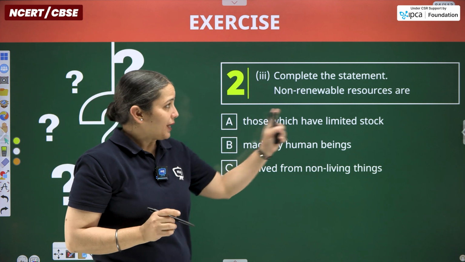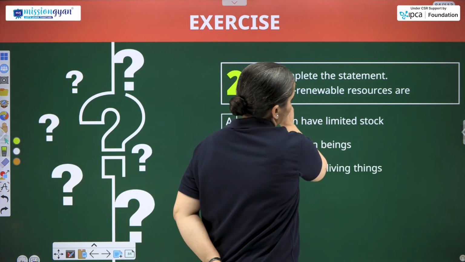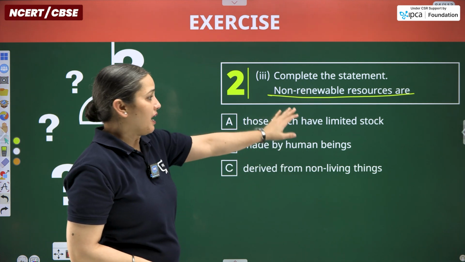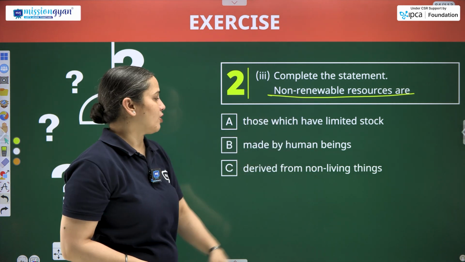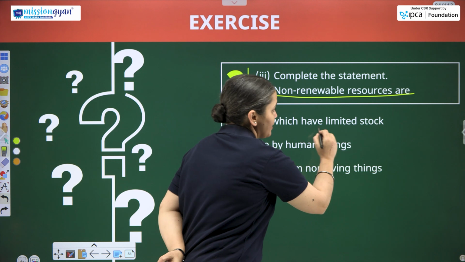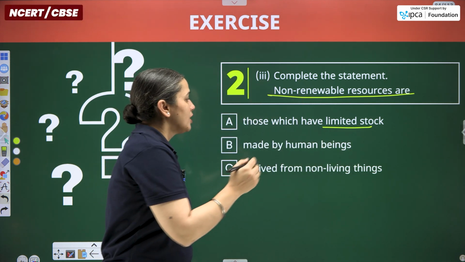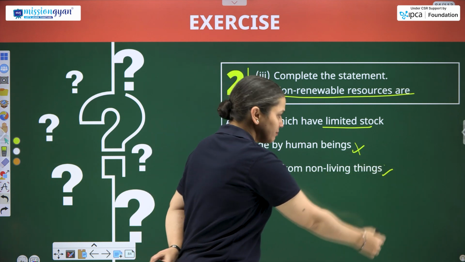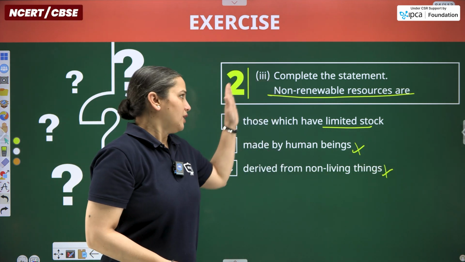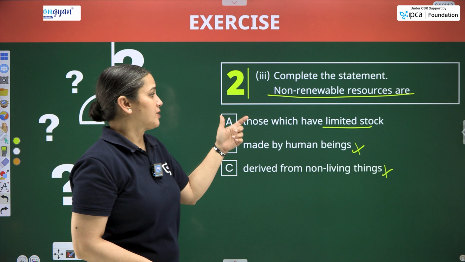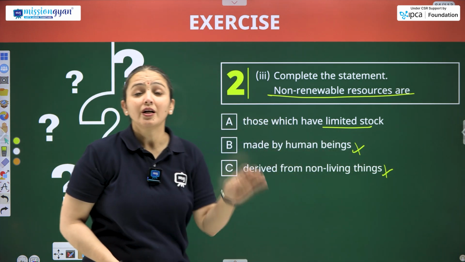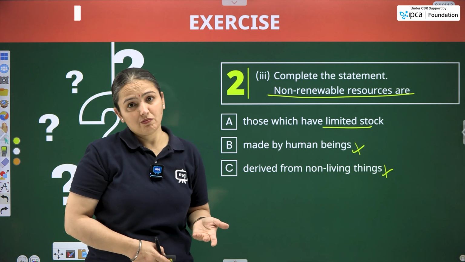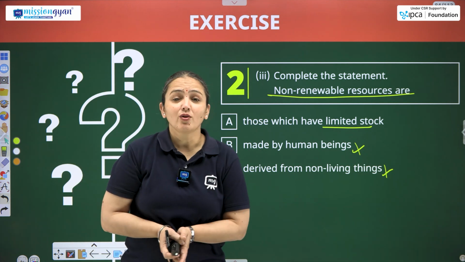Next is complete the statement: non-renewable resources are. We have to complete the statement as half of the statement is written over here. So we have three options. Those which have limited stock, they are non-renewable resources. They are made by human beings? Not at all. Derived from non-living things? No. So non-renewable resources are the resources which have limited stock. They can't be replenished from the earth. It will take thousands of years, and for that long, we don't know who is going to be there.